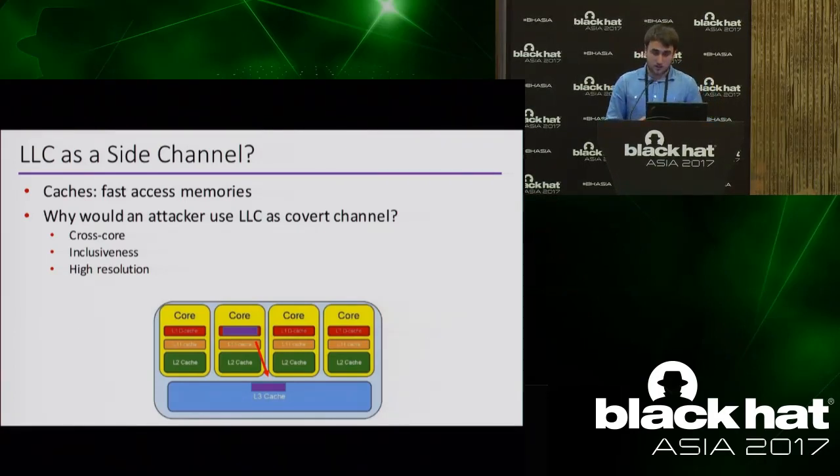Further, the last level cache also usually exhibits the inclusiveness property. This means that any data that exists in the upper level caches will exist in the last level cache. And also we have a high resolution in the last level cache. So basically, if we want to distinguish a last level cache access and a main memory access, it will be much easier than distinguishing a level 1 and level 2 access.